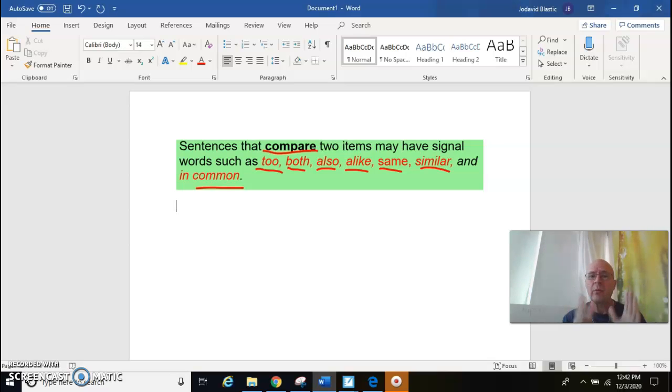Okay, so when we compare, we're talking about two things that are similar, right? They're the same. So the words too, both, also, alike, same, similar, or in common will tell you that they're telling you how two things are the same.